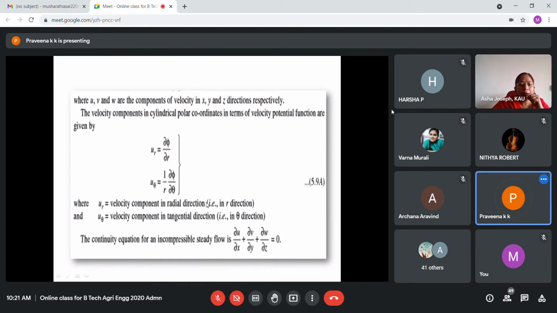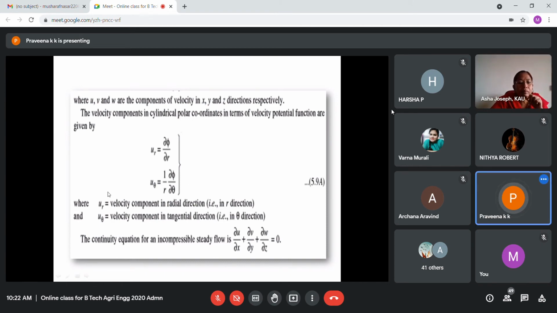Why this radial component? Because when you study pumps, the water enters a pump radially. In that case, how will you find that radial velocity? It is u r equal to dou phi by dou r. Because of that, polar coordinates become important. These are required in higher extended studies, but for the time being, try to understand why polar coordinates are important.